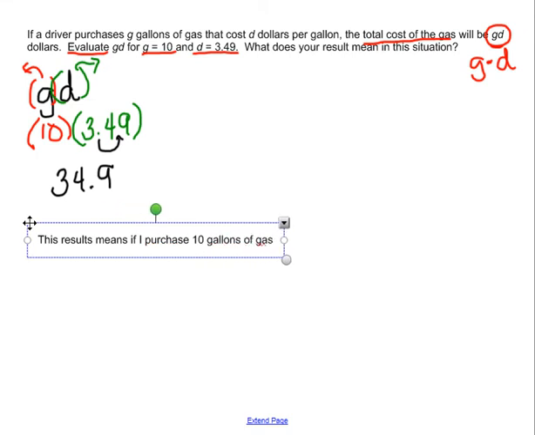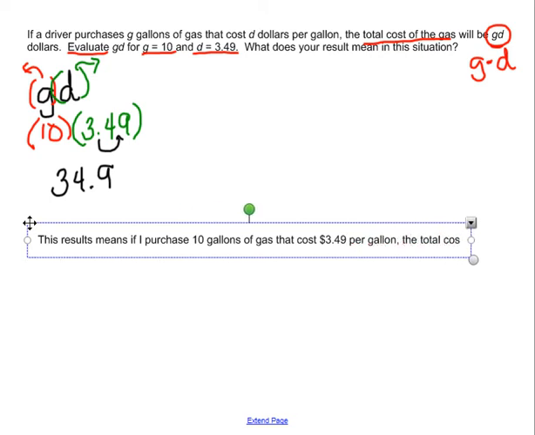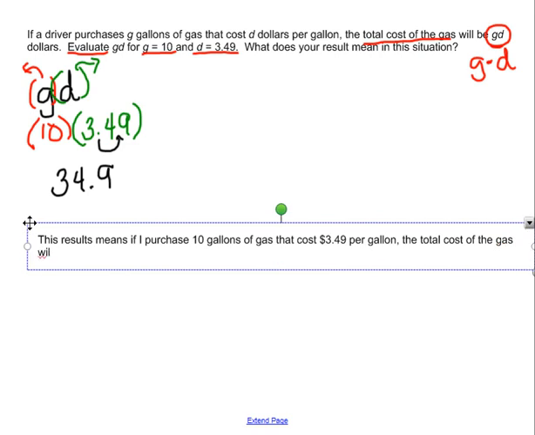and remember it was G times D. What did D stand for? D was the dollars per gallon. Okay, so if I purchase 10 gallons of gas that cost $3.49 per gallon, the total cost of the gas will be, remember that the total cost was what we got when we multiplied G times D, the total cost will be 34.